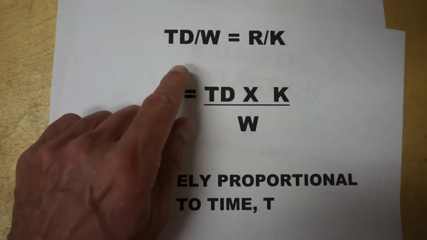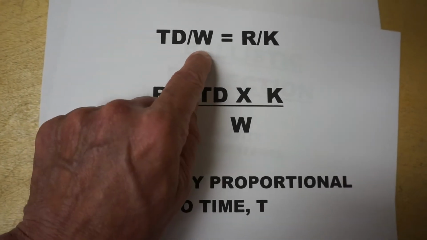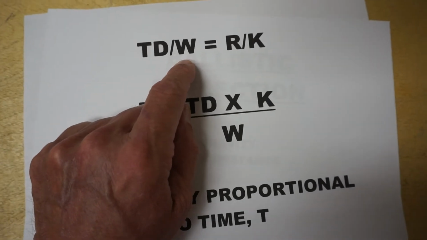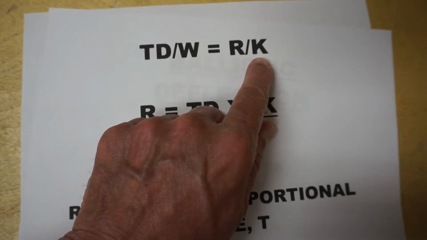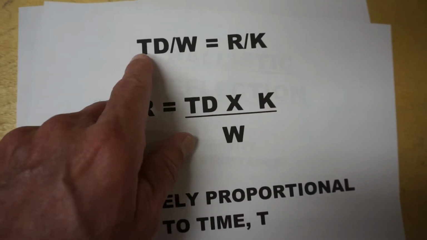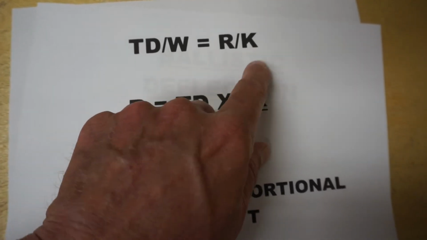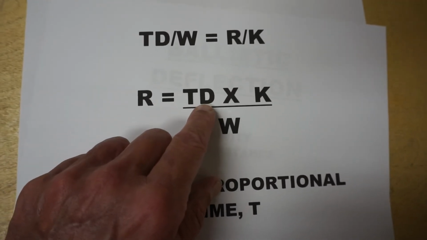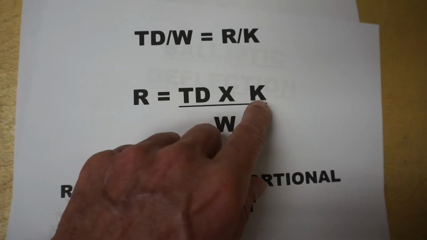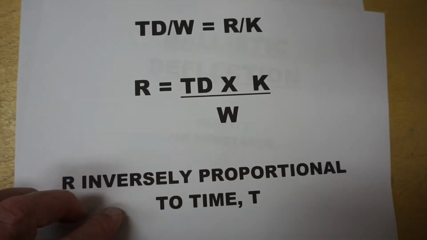Therefore, target dimension divided by W, or width of the reticle, is the same as the range divided by K, which is the distance between the gunner's eye and the reticle. TD divided by W equals R divided by K. Therefore, range can be solved for with the total dimension of the target times K divided by W.